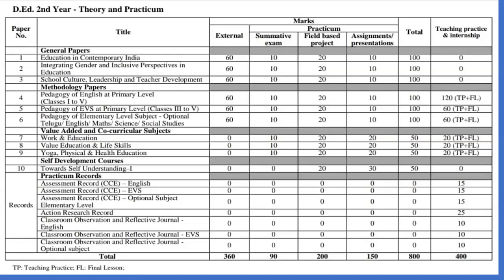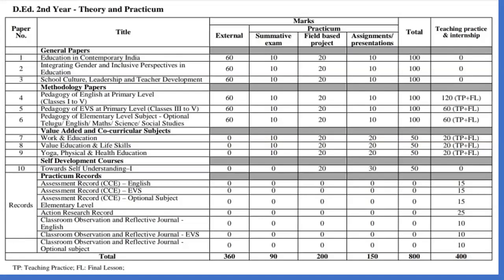Now, paper 1, education in contemporary India. Paper 2, integrating gender and inclusive perspectives in education. Paper 3, school culture, leadership, and teacher development. Along with these 3 subjects, there will be 3 methodologies. Methodology, paper 4, pedagogy of English at primary level, class 1 to 5. This is compulsory to all the students.